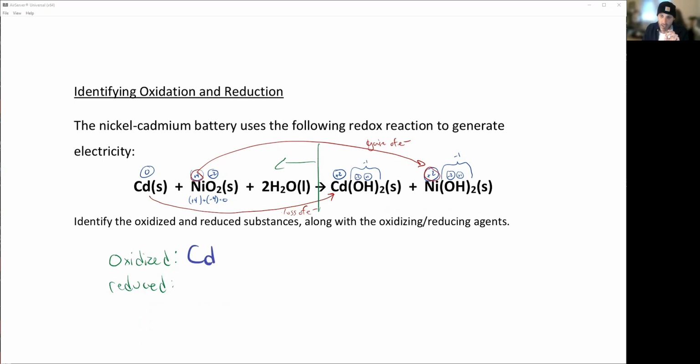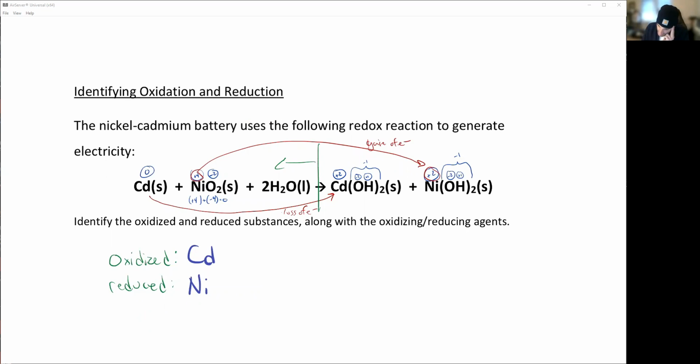Just the element is the thing that is oxidized. The element cadmium goes from 0 to +2. The element is oxidized. Nickel is reduced. Nickel, the element, is reduced. Good enough. Next, what we're going to look at is the things that are responsible for these actions.